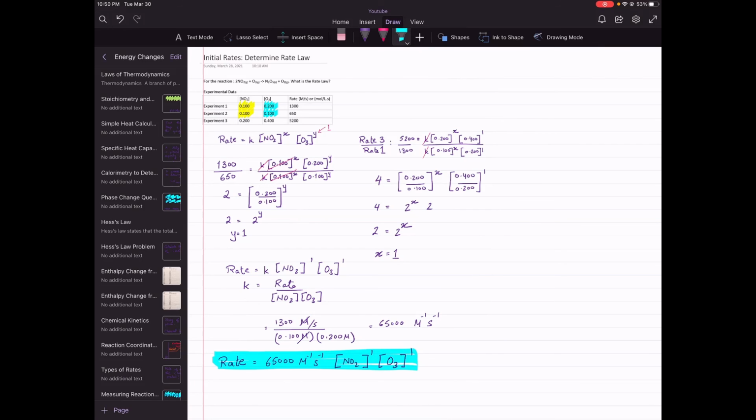I hope you enjoyed this lesson and you are able to understand the value of the exponents in the rate law and the value of k and how to calculate the value of x, y, and k in a rate law.